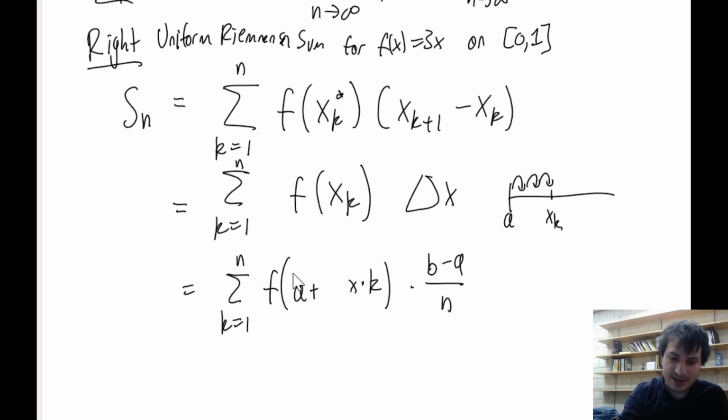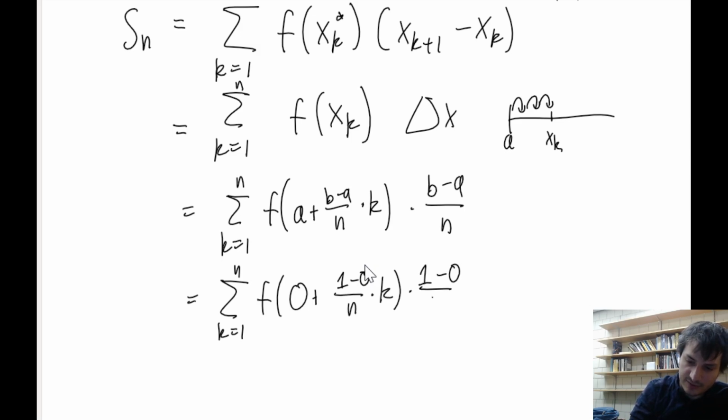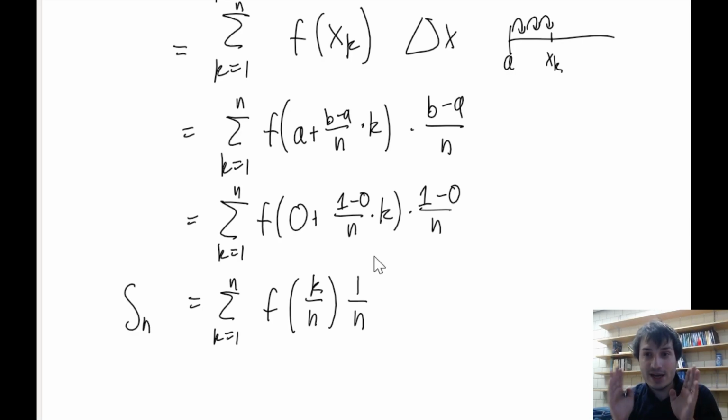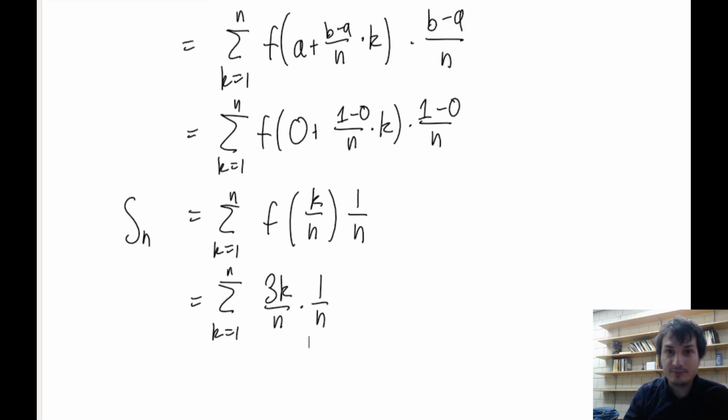Oh, and delta x we said is b minus a over n. In our particular case, b equals 1, that's the right endpoint, and a is 0. So this simplifies yet again. This is the sum from k equals 1 to n of f of 0 plus 1 minus 0 divided by n times k. b minus a over n is 1 minus 0 divided by n. And that's quite simple. This is the sum from k equals 1 to n of f of k over n times 1 over n. That is the Riemann sum Sn for a function on the interval 0, 1 using the right uniform Riemann rule. Okay. And our particular function is the function 3x. So I actually care about this function, the sum from k equals 1 to n of 3k over n times 1 over n.